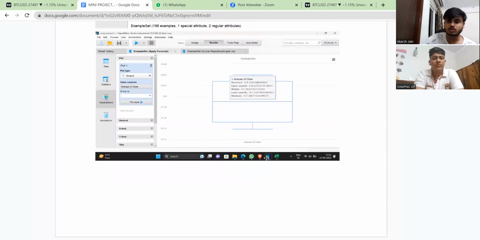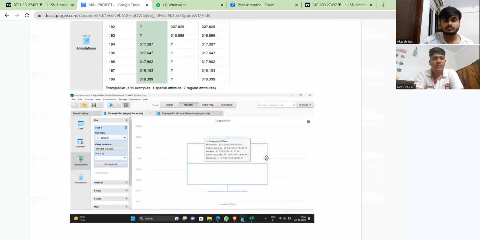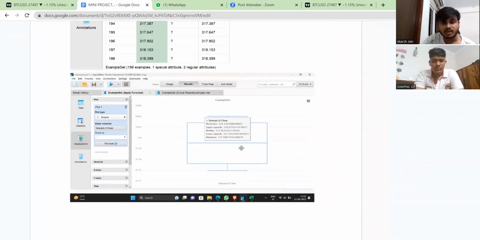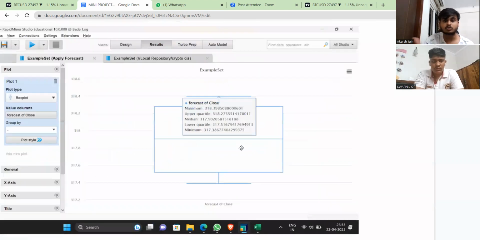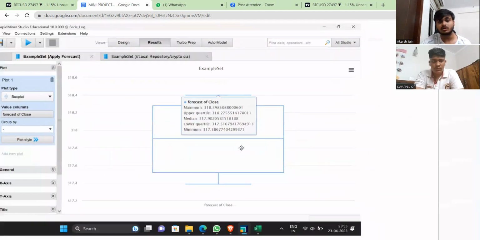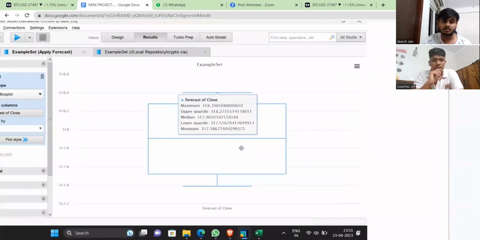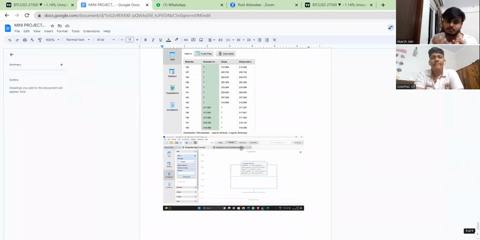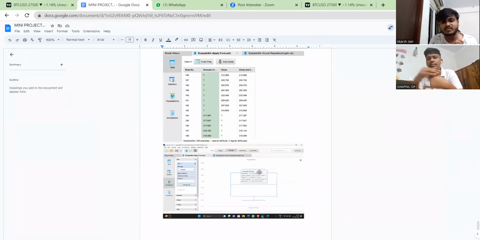We used a box plot, in which candlesticks are used, and these show the majority of the values: the upper quartile, the median, the lower quartile, and the minimum. We can get the maximum price and the minimum price, and the average comes to around 318 rupees.